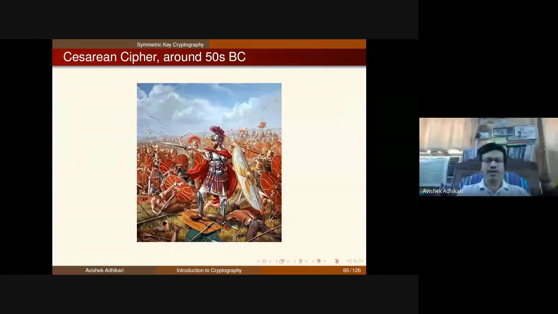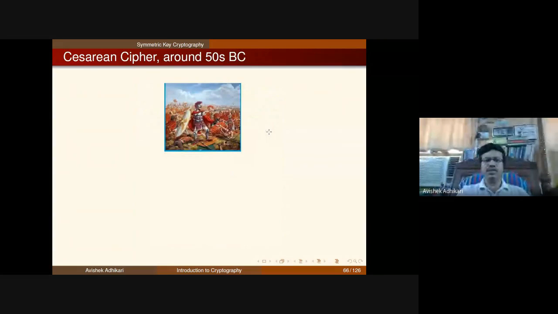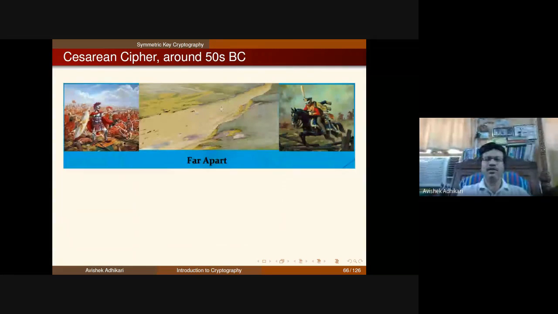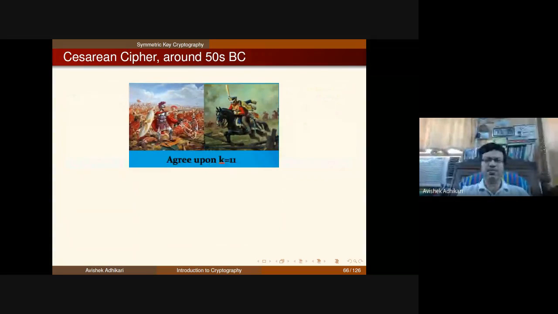So what was that scheme? Suppose Julius Caesar wants to send some message to one of his subordinates. But the problem is the subordinate is fighting in another battlefield, and they are far apart. But before going to the battlefield, they have decided that they are going to use k equal to 11. That means for future message communication, they are using k equal to 11.